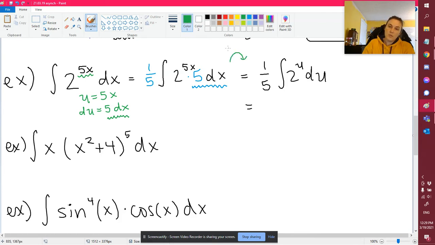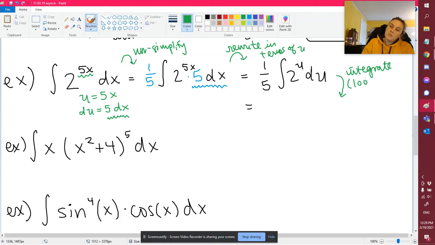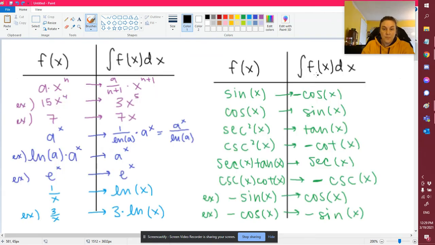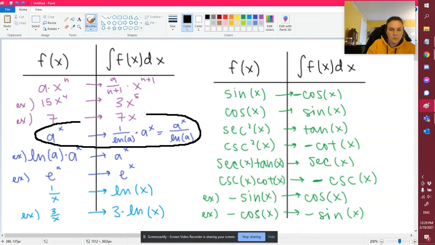So rewrite in terms of u. This is the unsimplify step. And now I integrate. Look at notes, right? 2 to the power of u. Where is that? That's this one, right? We've got 2 to the power of u, so a to the power of x becomes 1 over natural log of a to the x.